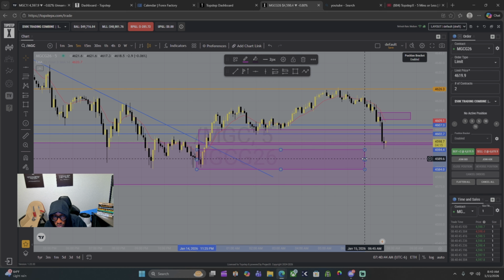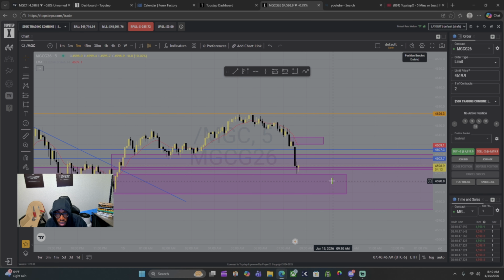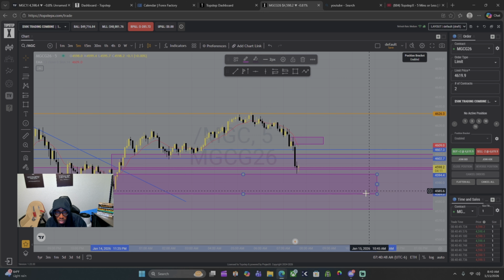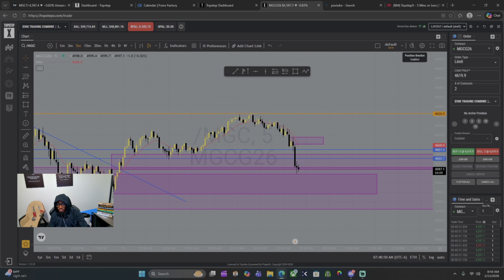I probably would have looked for this if it didn't have that other entry. And you see how close it got to that box? This is how I would have taken this trade if we didn't have this up here. If this didn't form up here and it just came up and left it like that, I would have definitely been taking this trade right here.